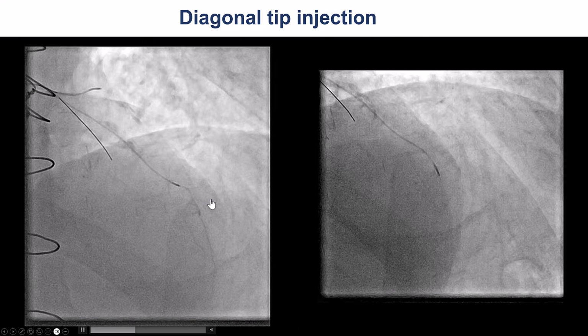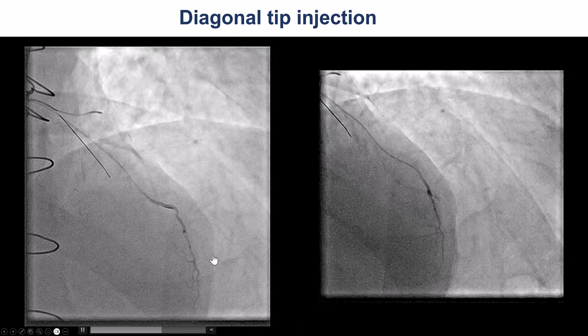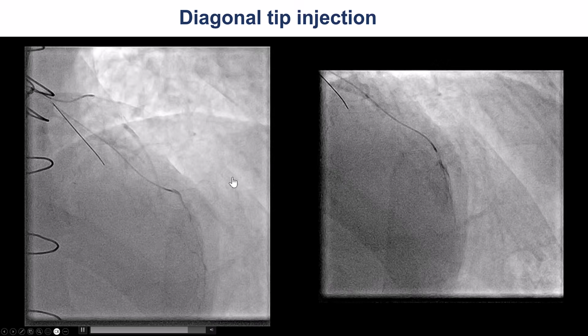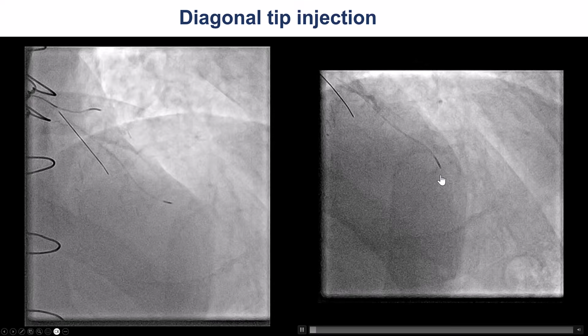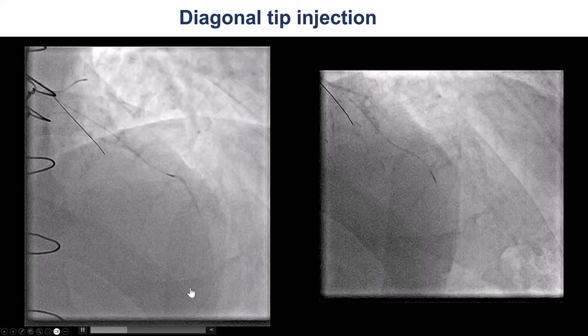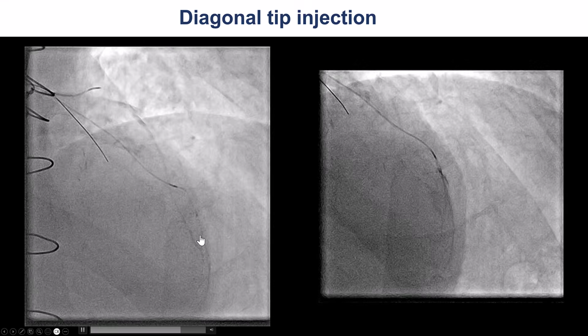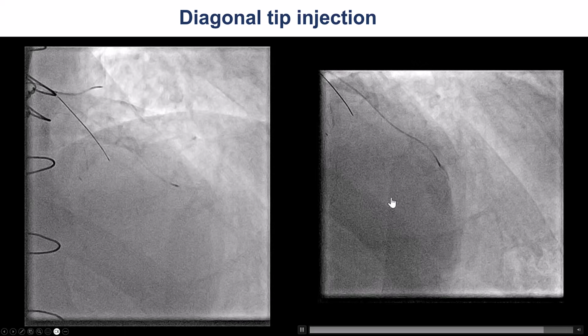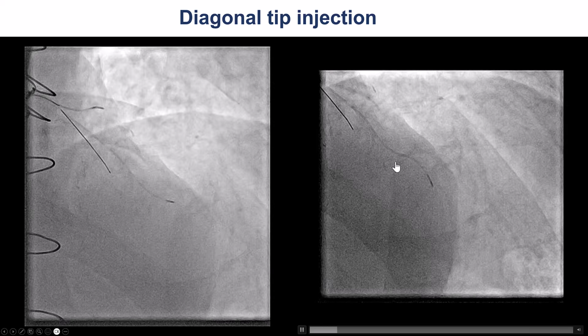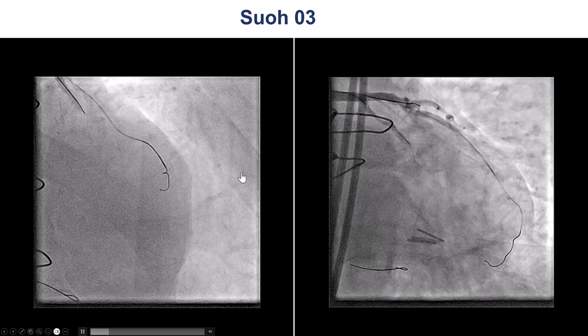Multiple injections were done to better understand the course of the collateral, and we can see here that the collateral is going to the distal LAD, so the patient also has a distal LAD CTO. But there's also collateral going backwards towards the obtuse marginal branch.